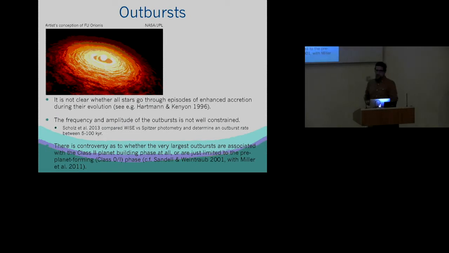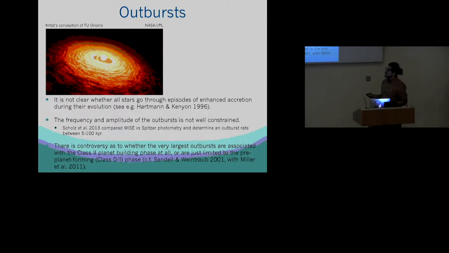Now, the problem with outbursts in young stellar objects is that it's not clear whether all objects go through these episodes of enhanced accretion. Also, the frequency and the amplitude of these outbursts are not well constrained. Actually, there's only one observational study trying to determine this outburst rate, by Scholz et al., where they compare WISE and Spitzer photometry for young stellar objects. They did determine an outburst rate, which is quite uncertain, between 5 and 100,000 years.